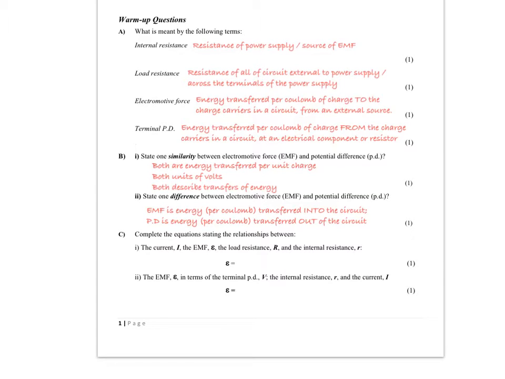Equation-wise, if you remember, we've got conservation of energy, so total energy in is equal to total energy out. And we can have energy out per coulomb of charge is V, voltage, for the load resistors, so that's I big R, and the equivalent for the internal resistance is I little r. So E equals IR plus Ir, or you could have I and then brackets R plus r. And then the EMF in terms of the terminal PD, internal resistance and the current, well, this here, I big R, is the terminal PD, so E equals V plus Ir.